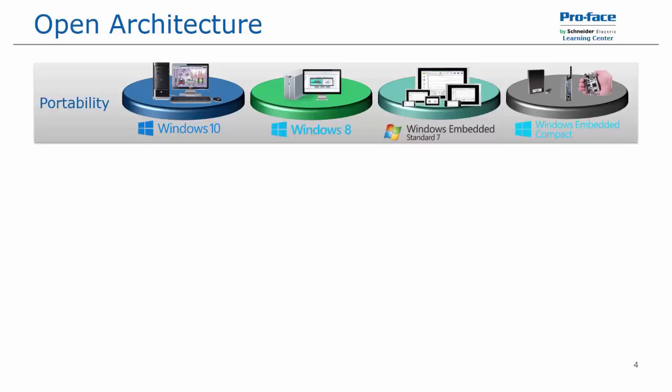What we mean by open architecture is three main facets. The first is portability, where the software can be used to develop a single application or multiple applications that can be used across several operating systems. This includes all of the standard Windows operating systems to Windows Compact or Embedded, and also Windows servers.